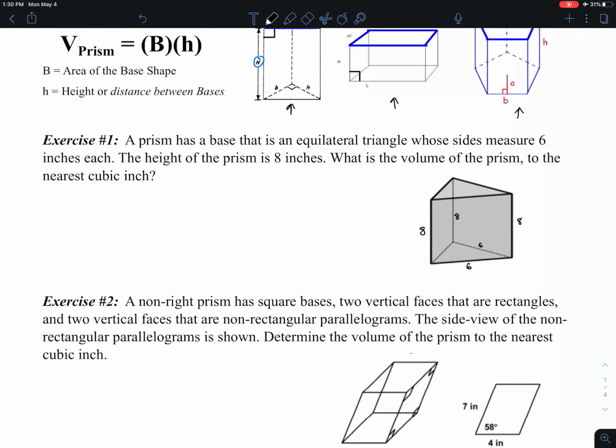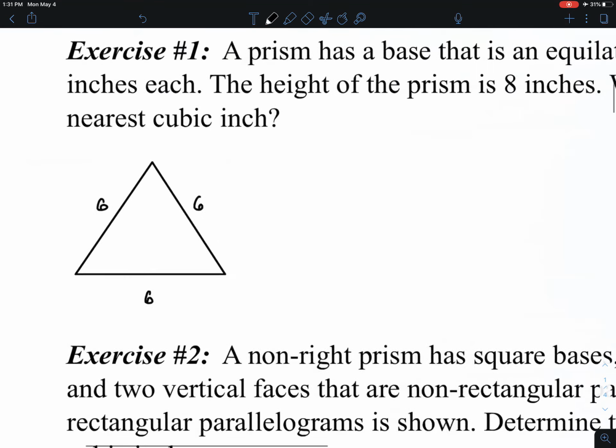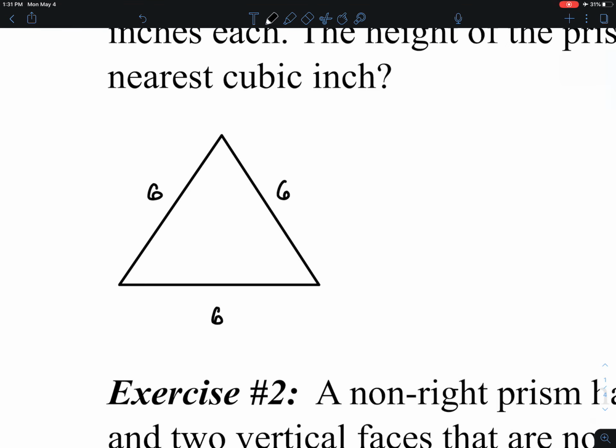We also have the base is an equilateral triangle with sides of 6. Now, it's not really necessary for me to write all these numbers in because it does kind of look confusing, but you can if you want to. What I am going to do, though, is redraw one of the bases flat, because it is an equilateral triangle, and we're going to figure out how to find the area of that triangle. So we know that this is 6, 6, and 6. Now, if we find the area of this equilateral triangle, we can just multiply it by 8, which is your height, and we're going to find our volume. Simple as that. But finding the area of this triangle is a little bit tricky.